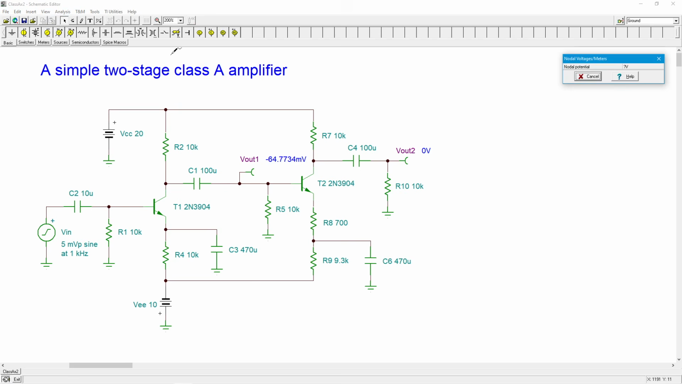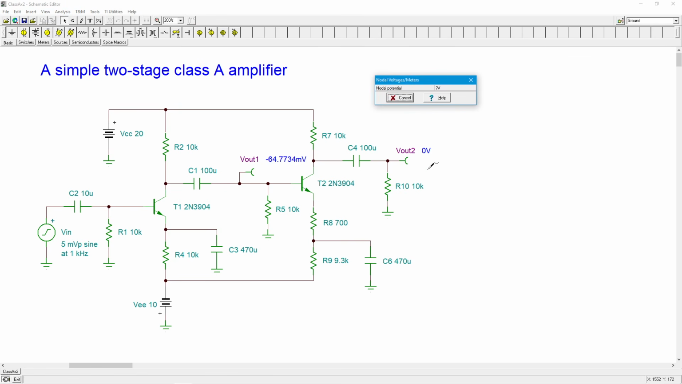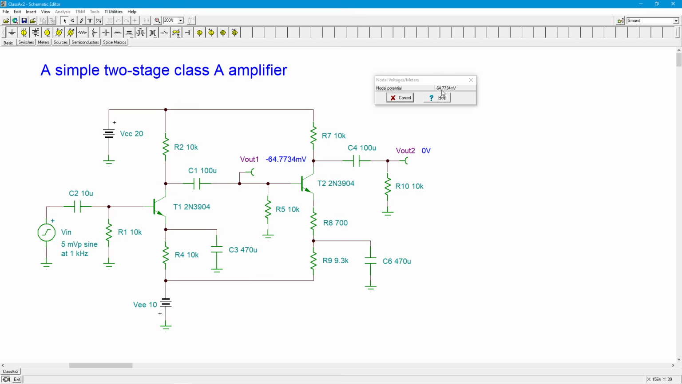Just to cross-check, right? So, first of all, the things that pop up, okay, no surprise out here, 0 volts DC. Oh, a very small, just about negative 65 millivolts sitting on this base. We should get about the same over here. And that's exactly what I'm getting. Might be hard to see that, but that's, again, negative 64.7734, so they're identical. We could check some currents and so forth.